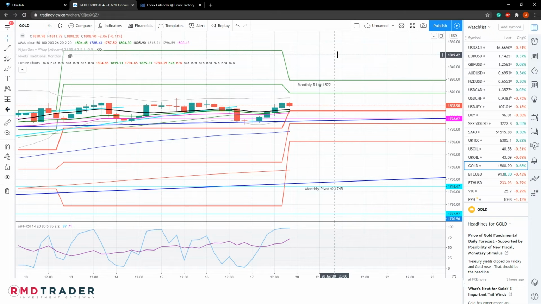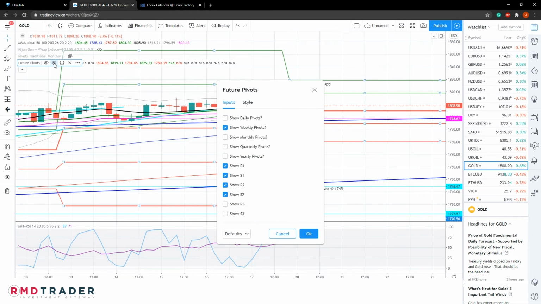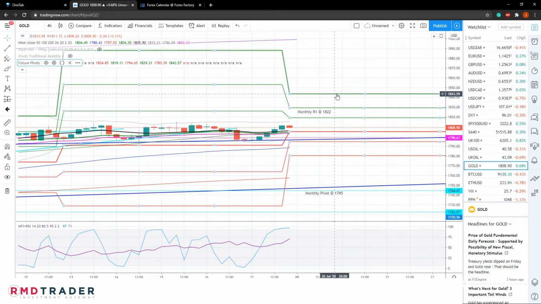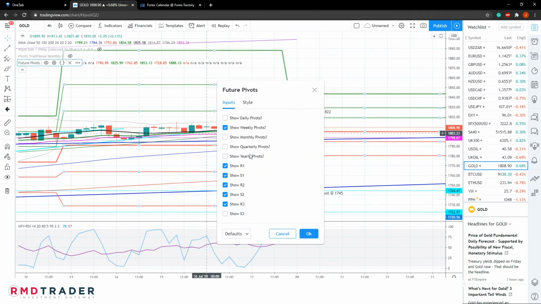I'll quickly enable that to show you the weekly R3 pivot level. So you'll see that level is sitting at 1,840. So that could be a potential bullish target for gold.